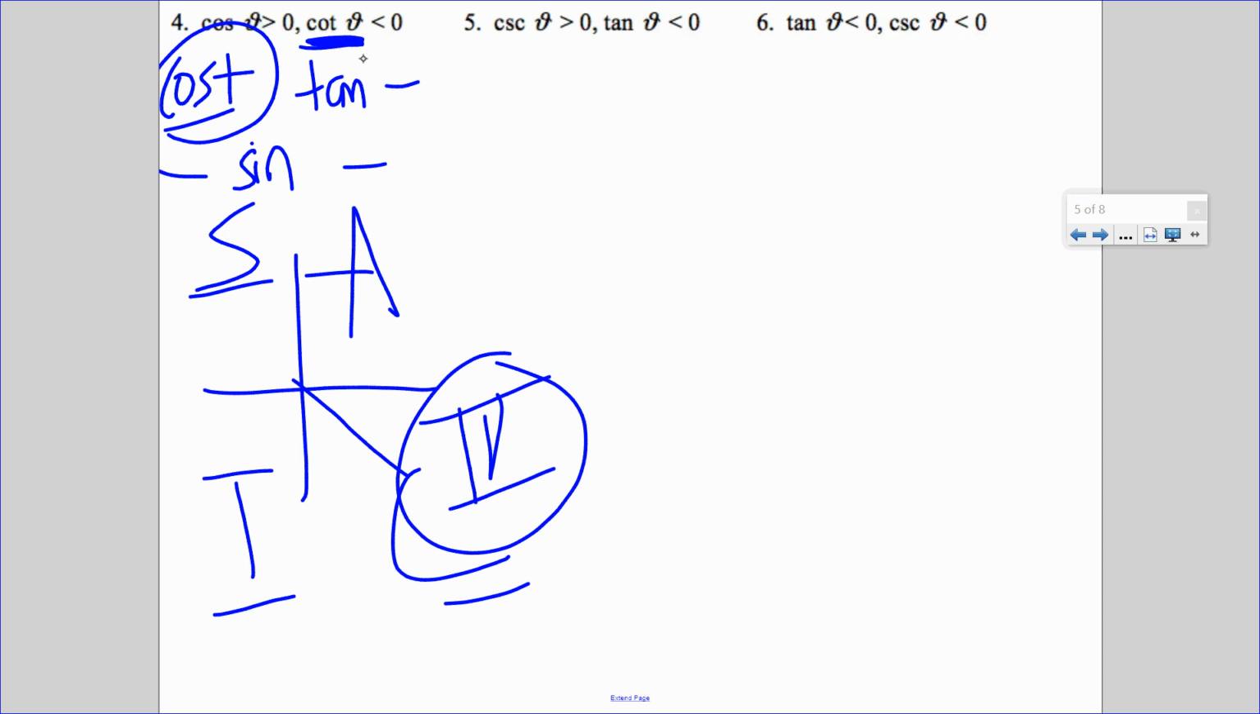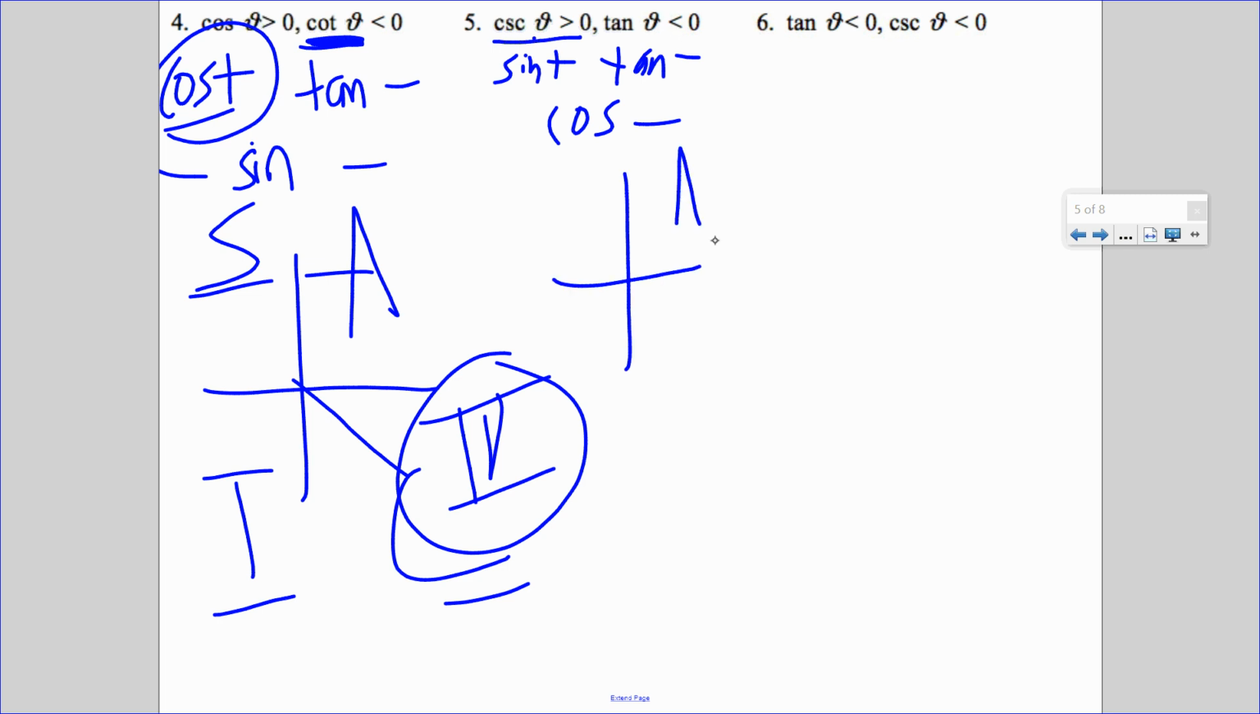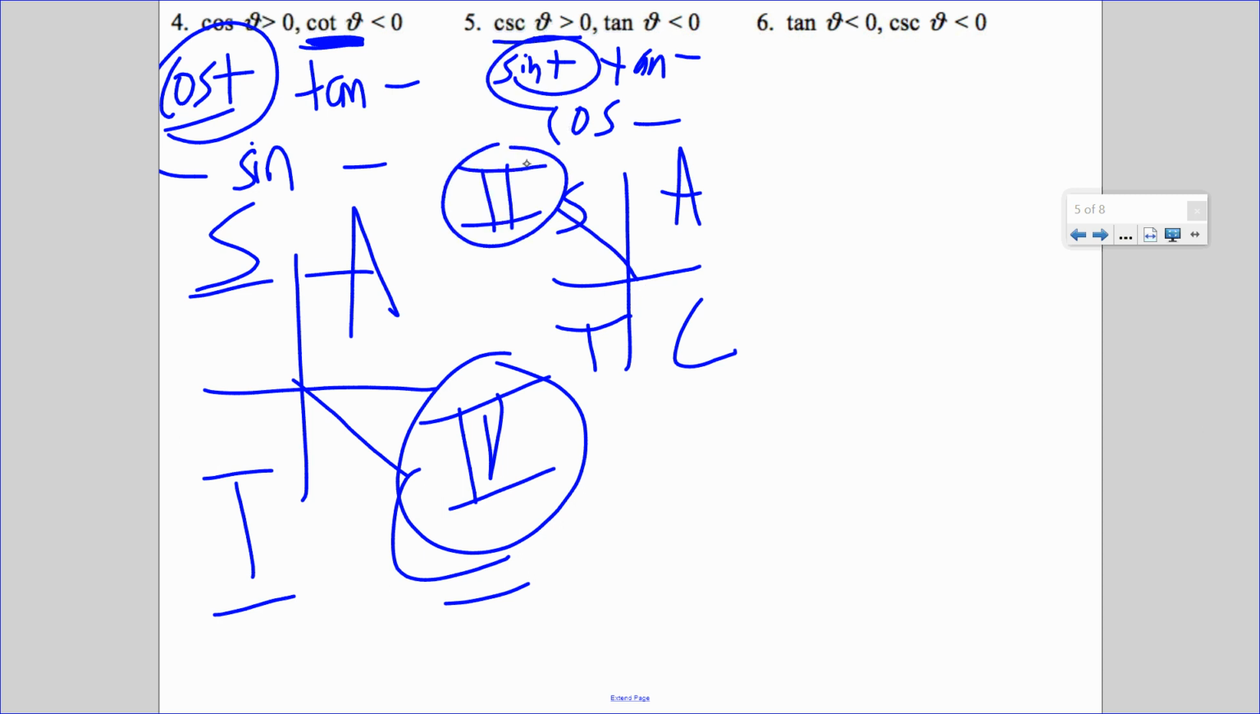So in number 5, if cosecant is positive, that means that sine has to be positive. Tangent is negative. I can either have one positive or all 3. Since tangent's negative, cosine's got to be negative as well. All Students Take Calculus. Which one has only sine positive? Quadrant 2.